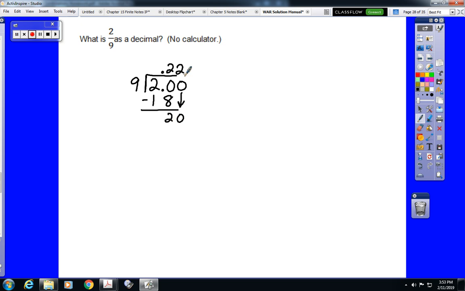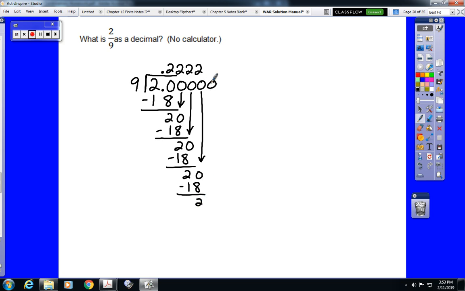9 goes into 20 twice, which is 18. Subtract, we have a leftover 2. So bring down the next one, which is 2. And hopefully by now you're seeing a pattern. It doesn't matter how far we decide to go, it's never going to end. It's always going to be the exact same pattern, right? So this decimal is going to continue forever, meaning that 2/9 is 0.2 repeating. That does it for the solutions for this particular worksheet.